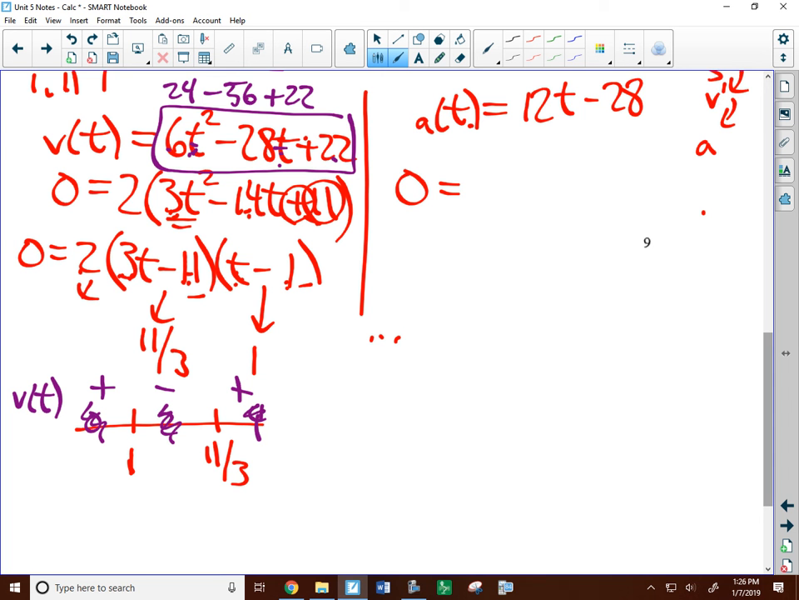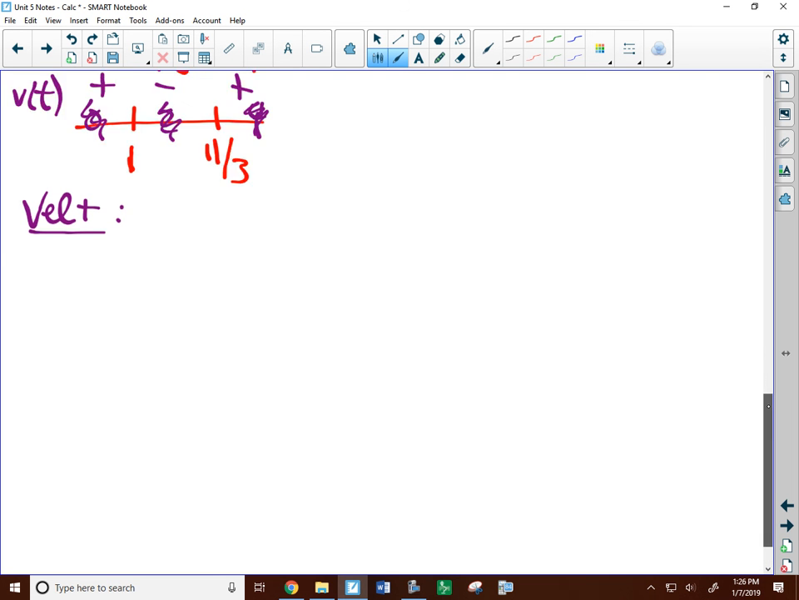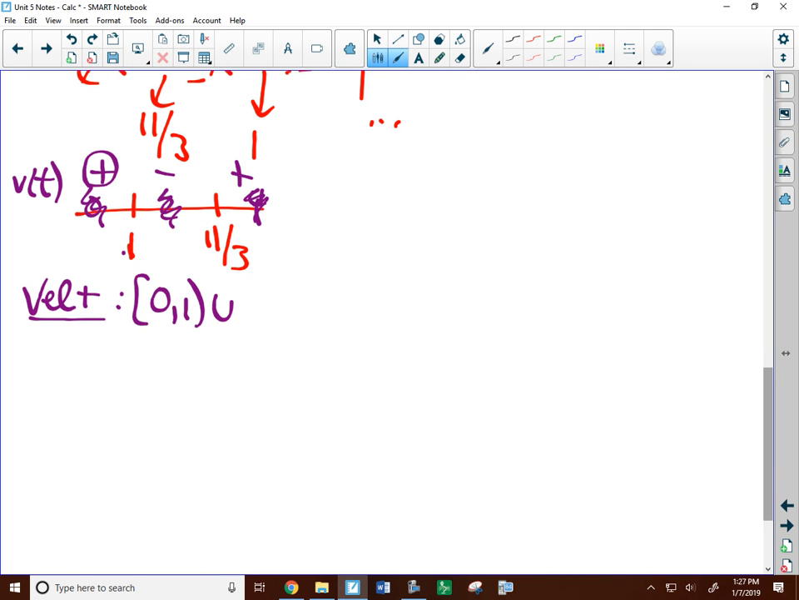I get rid of my test values, and now I can talk about what's going on with velocity. Velocity is positive because it's increasing when... let's see, we start at 0. So I can't go negative here because it's 0 to 1, union, and then I pick up at 11 thirds, 11 thirds to infinity. And I can say the velocity is negative between 1 and 11 thirds.